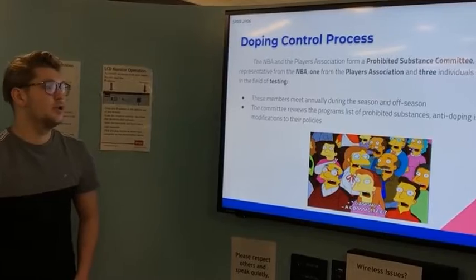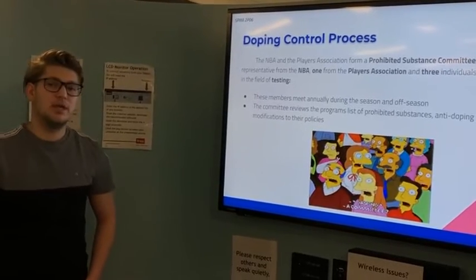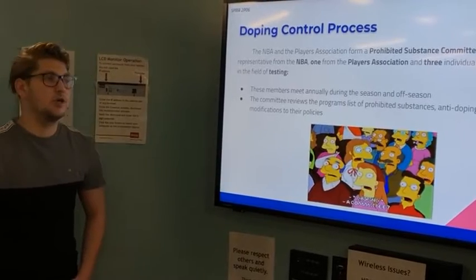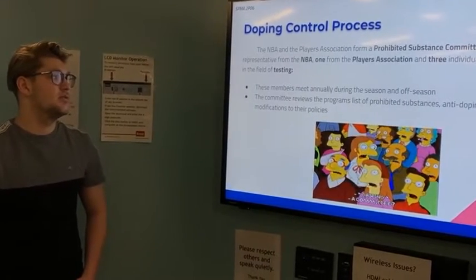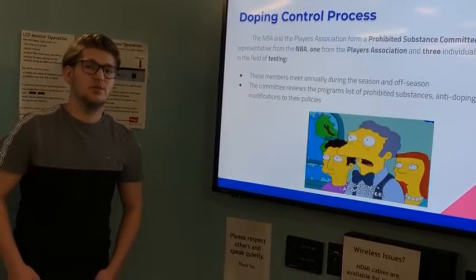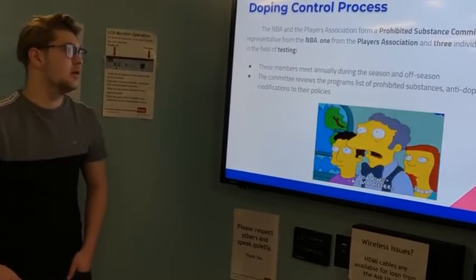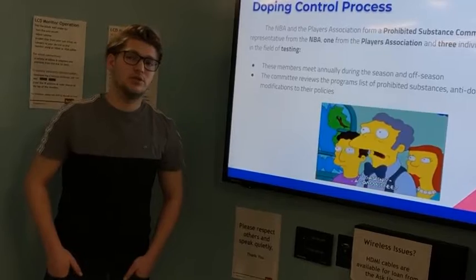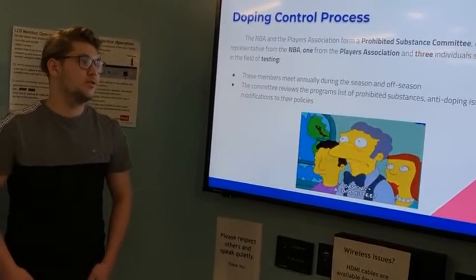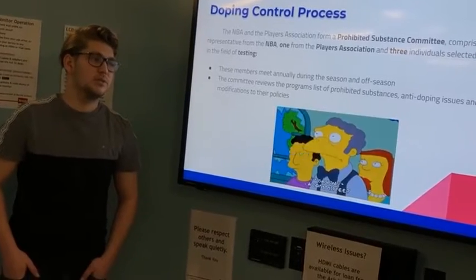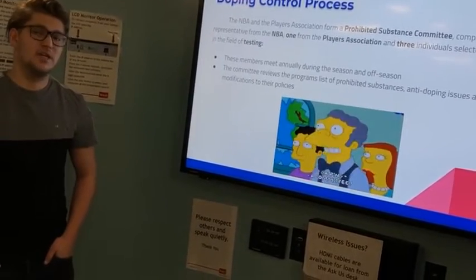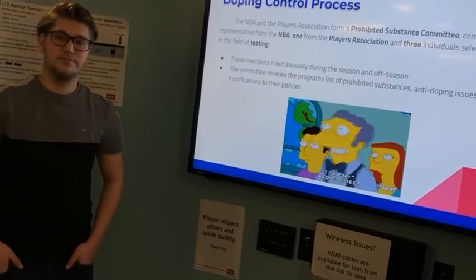So next up we have the doping control process. The NBA and the Players Association have formed a prohibited substance committee, which is comprised of one representative from the NBA, one from the Players Association, as well as 3 individuals who are experts in the field of testing. These members meet annually, once during the off-season and once during the season, and the committee's purpose is to review the program's list of prohibited substances, the anti-doping issues, as well as any potential modifications to their current policies.